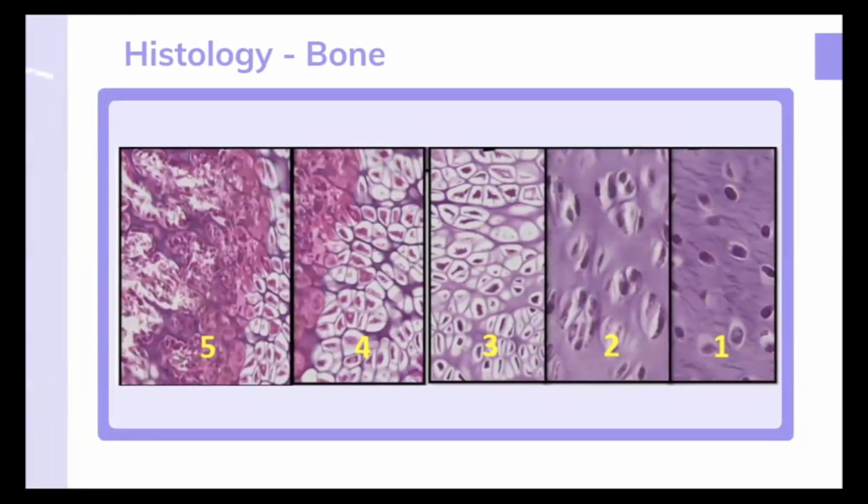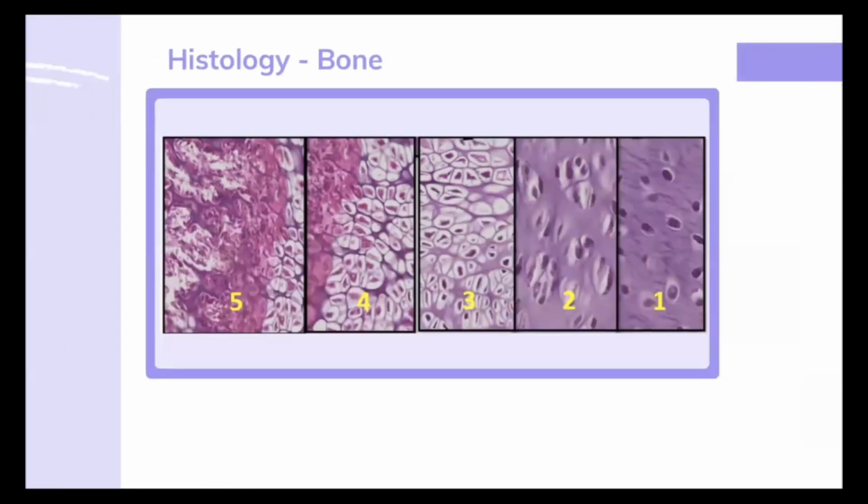Now this slide, for us, when we were learning it, was heavily stressed. It can have very, very simple questions. They could just ask you to identify what zone it is. We have 5 zones here, and these are essentially showing the ossification process. They might ask you what zone it is and give a characteristic feature of this zone.